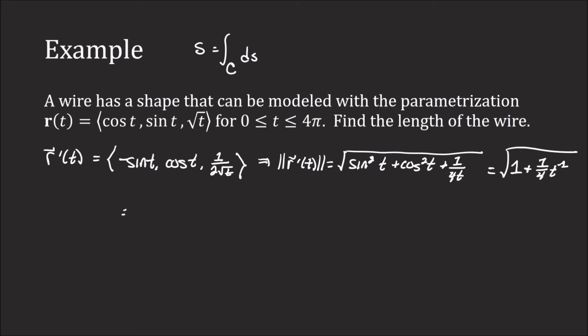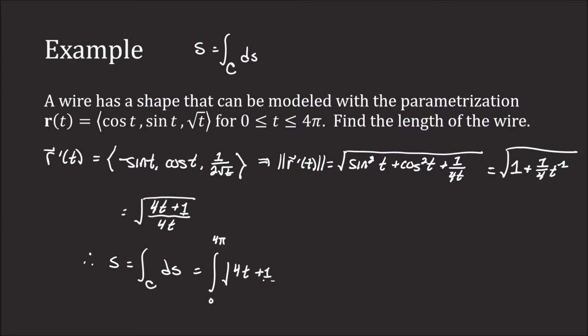We want to simplify this, so combine it. We'll have 4t plus 1 over 4t. So our arc length will be the integral from 0 to 4 pi of the square root of 4t plus 1 over 4t dt.